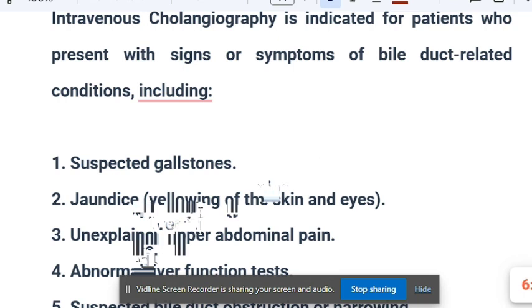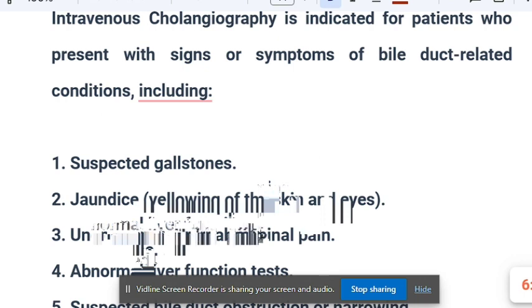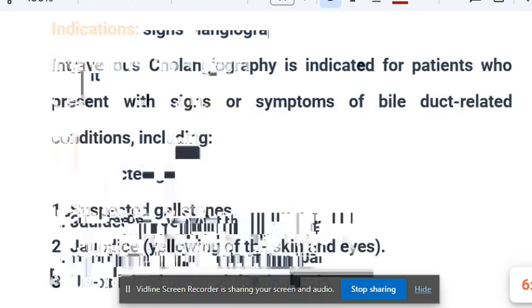Number 3, unexplained upper abdominal pain. Number 4, abnormal liver function test. But if a person has an abnormal liver function test, then this examination will be counted in the category of contraindication. If a person's liver is not healthy, then the contrast agent will make the situation worse.